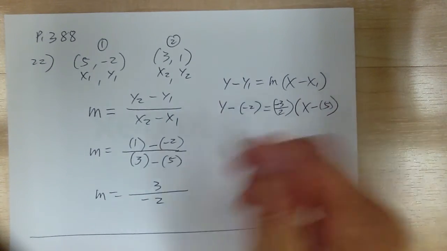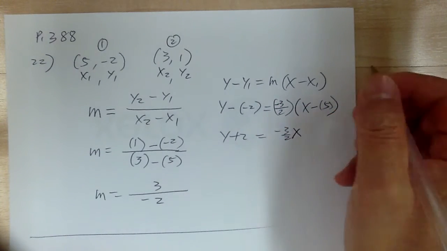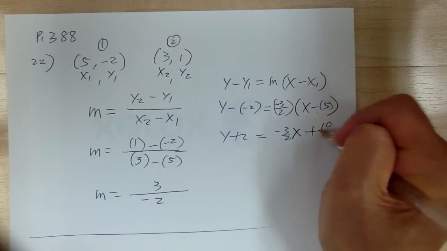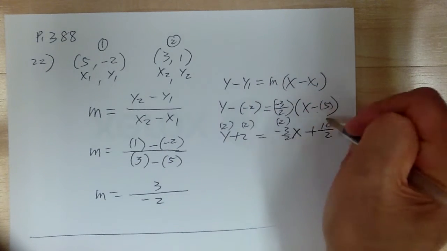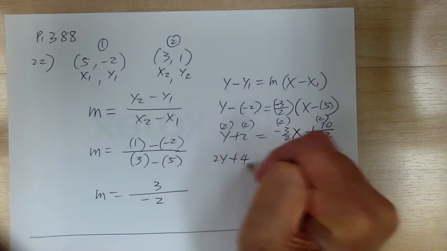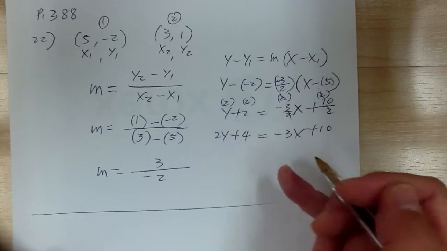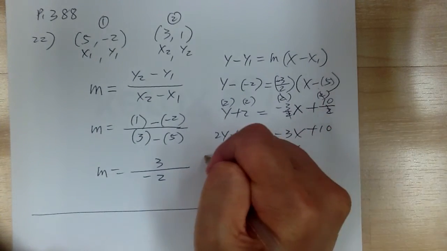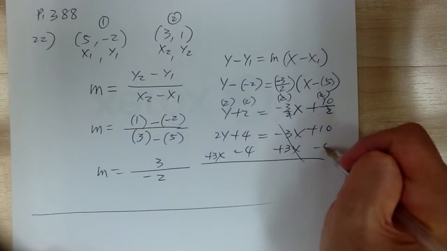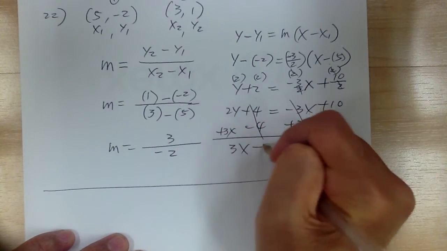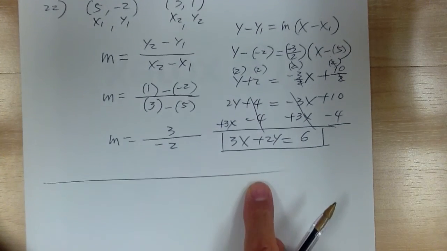Now multiply everything out like before. So you get y plus 2 equals -3 over 2x, and negative times negative is positive, so it will be 10 over 2. Then multiply by the LCD to get rid of the fraction. So you get 2y plus 4 equals minus 3x plus 10. Move the variable to the left hand side, so plus 3x, plus 3x. Move the number to the right hand side, so minus 4. So you get 3x plus 2y equals 6. That's it for number 22.